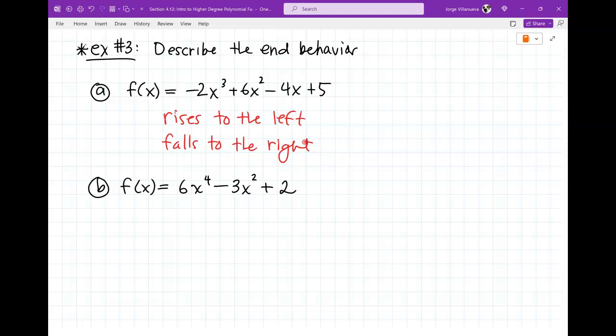Right? What about part B? What's the degree on it? 4. So that makes it even. Okay? So I'm going to go to the section that says if n is even. What's my A term in front of that degree? A positive 6. So it's positive. So what's my answer? All right, rises and rises, right? Rises to the left, rises to the right.